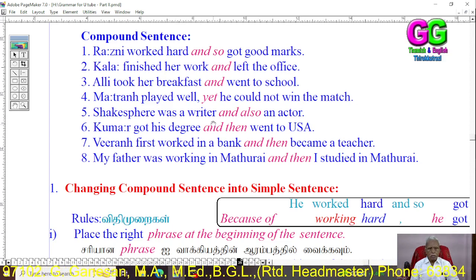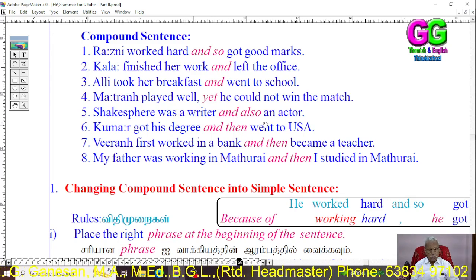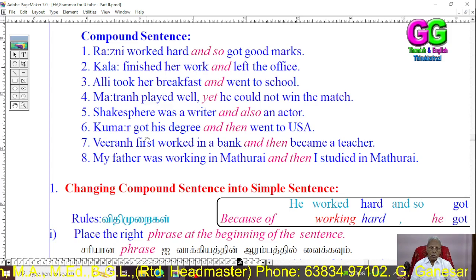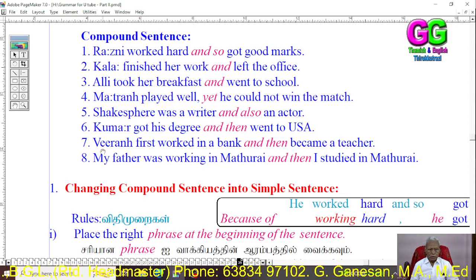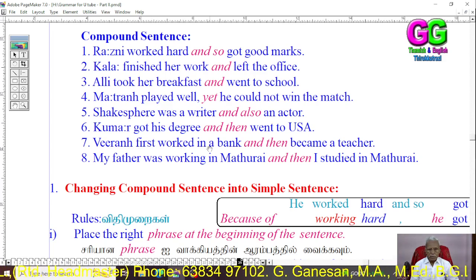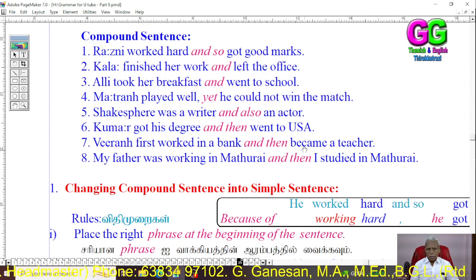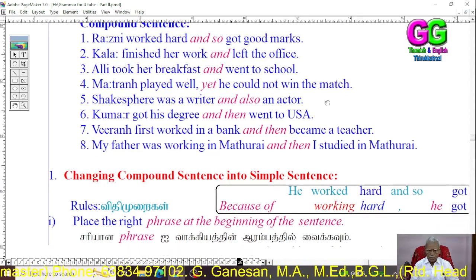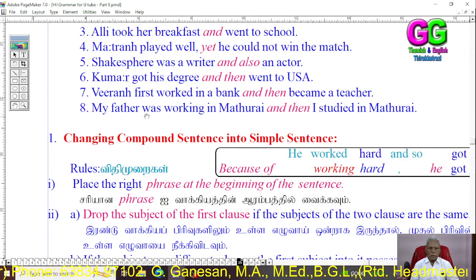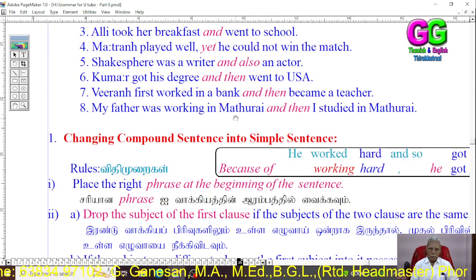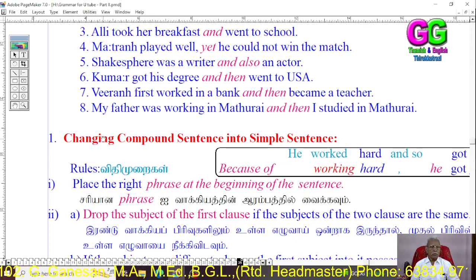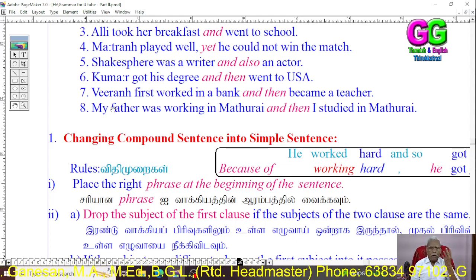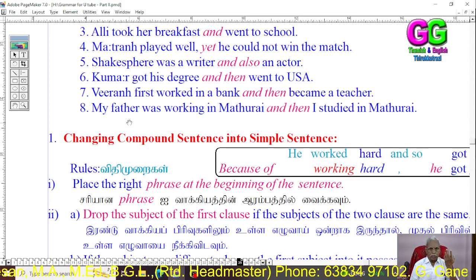Shakespeare was a writer and also an actor. Kumar got his degree and then went to USA. Veeran first worked in a bank and then became a teacher. My father was working in Madurai and then I studied in Madurai. These are some 8 examples for compound sentences I have given you.